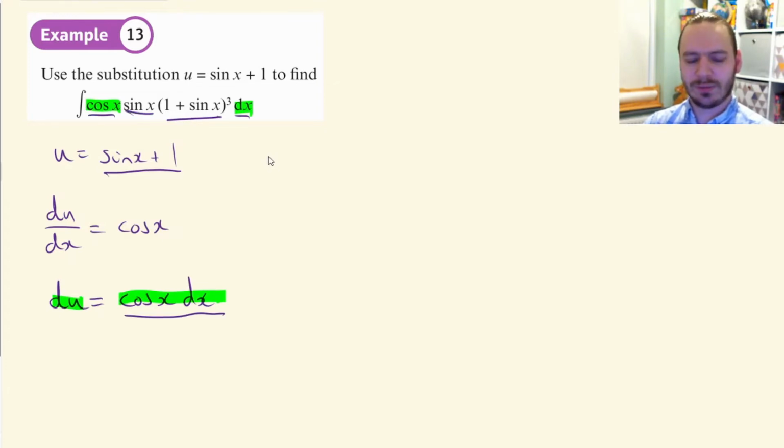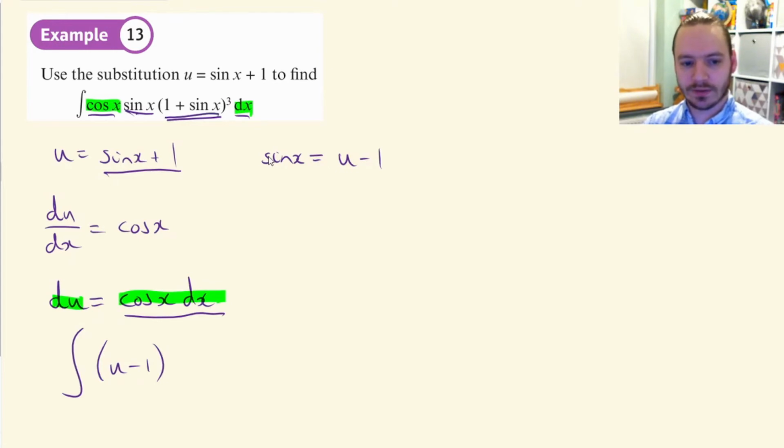I also need to replace my sine x. So it's just helpful here to note down that sine x is going to be u minus 1. I'm ready to do my substitution. So my integral is now going to be, I'm going to replace the sine x with u minus 1. I'm going to replace the 1 plus sine x with u, which is cubed. I'm going to replace the cos x dx with du.